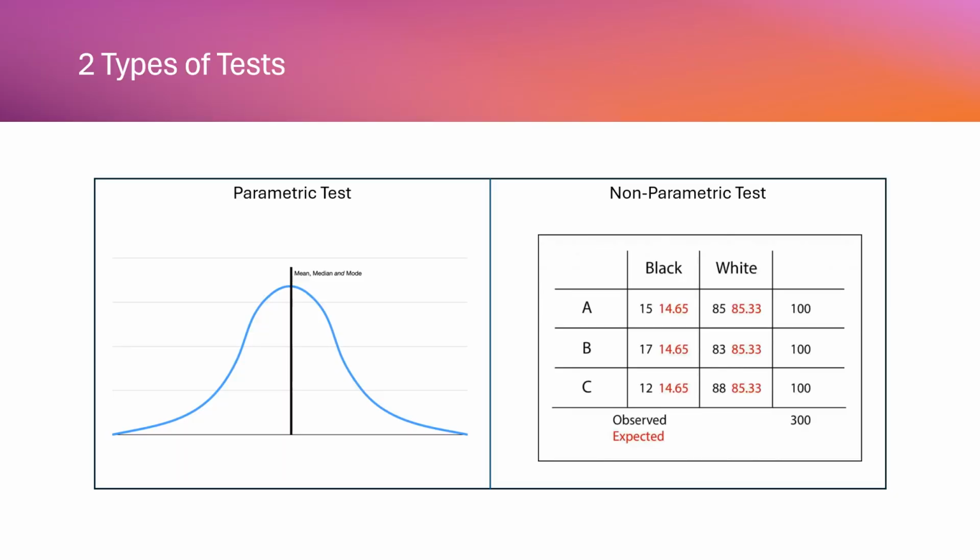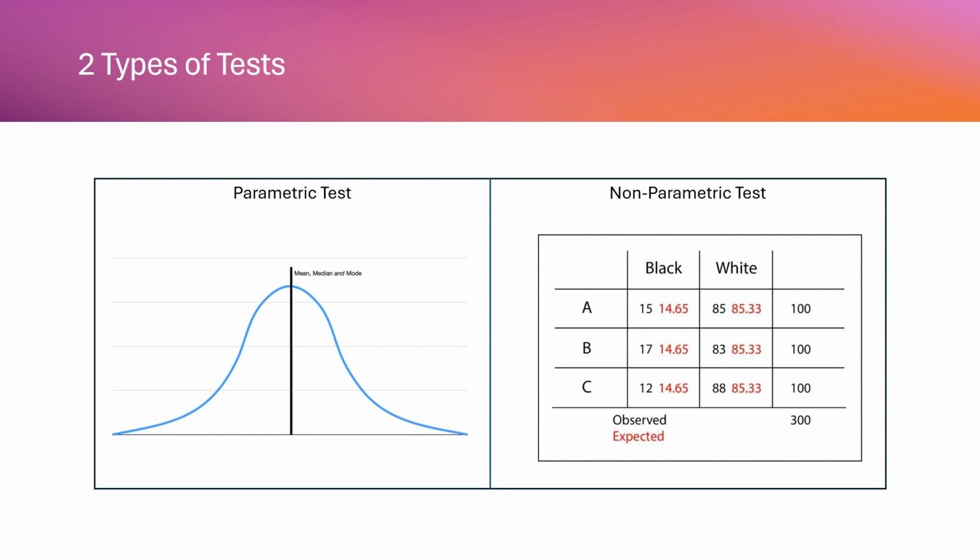So first we have types of tests. Tests can be of two types. First one is a parametric test and the second is a non-parametric test. A parametric test makes assumptions about your data, which is why it is known as a parametric test. It assumes that your data has a fixed mean and variance, and that your distribution follows a normal distribution.